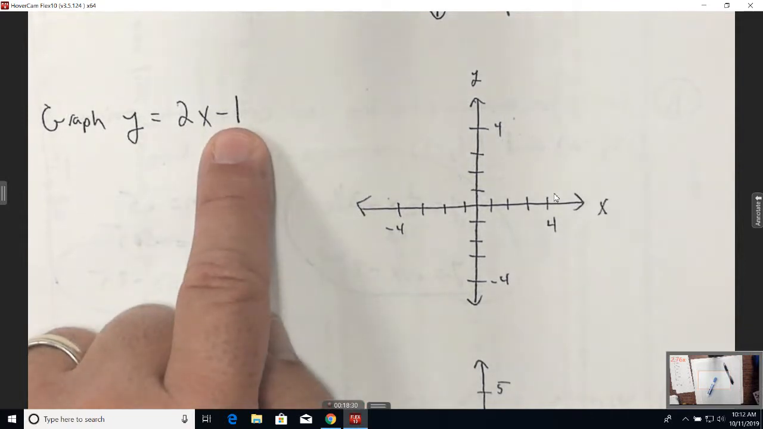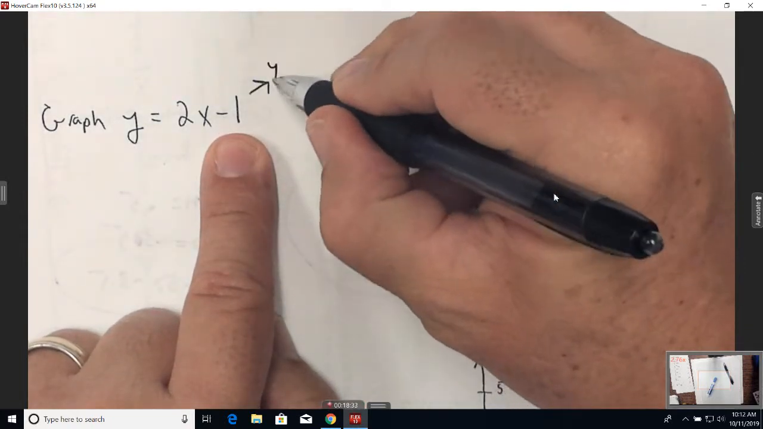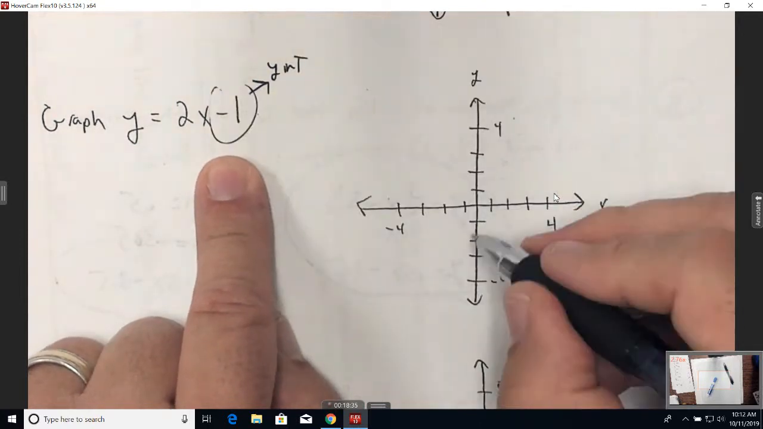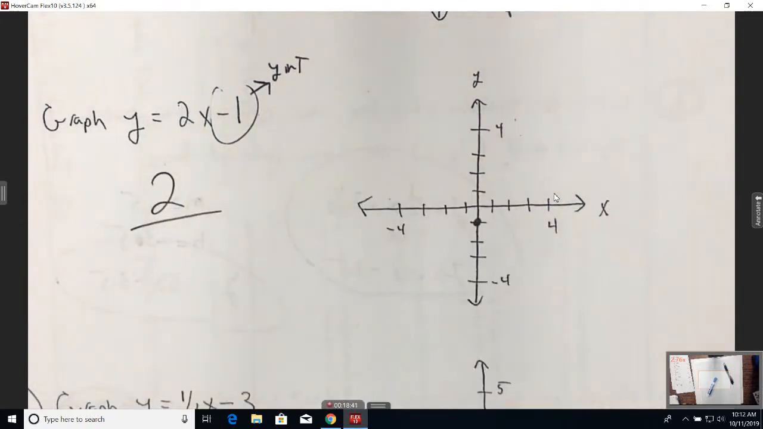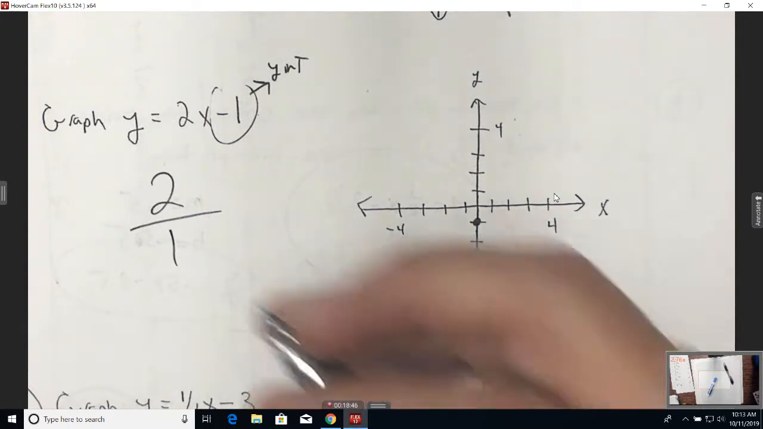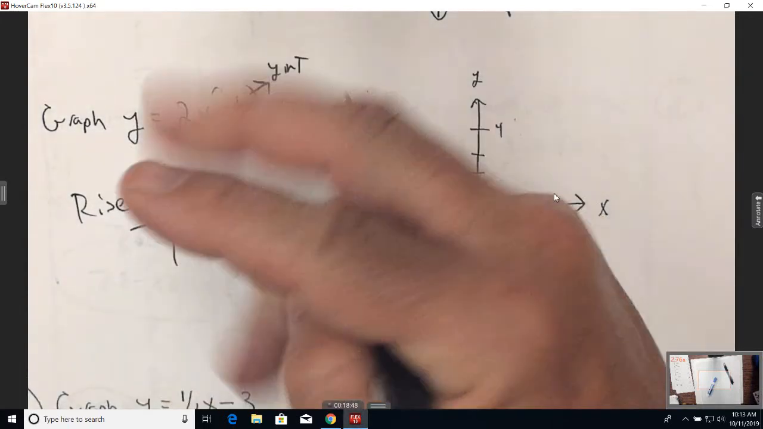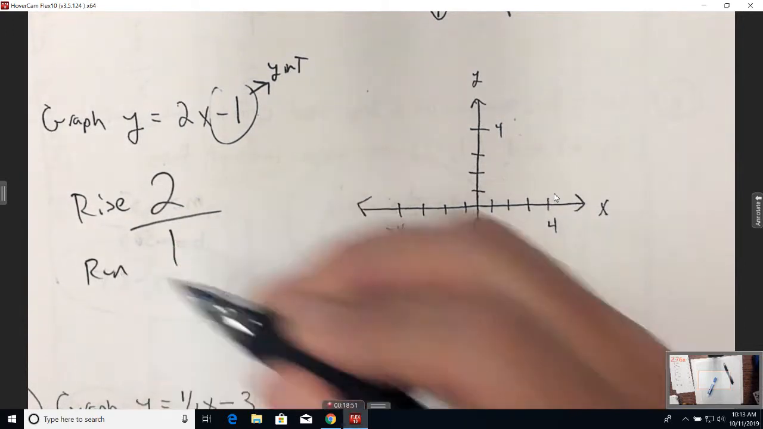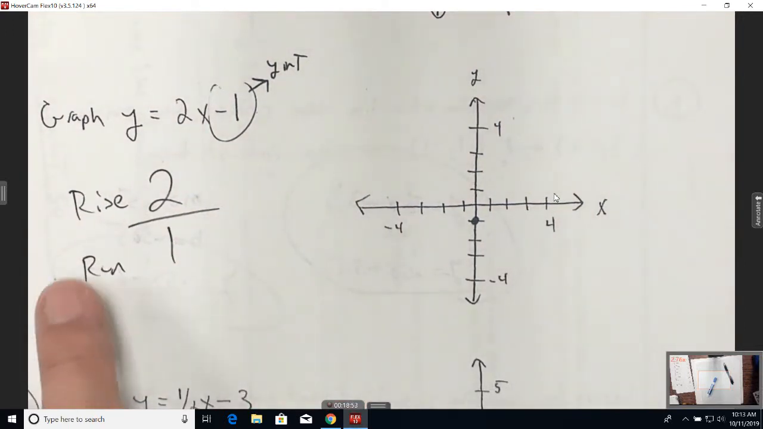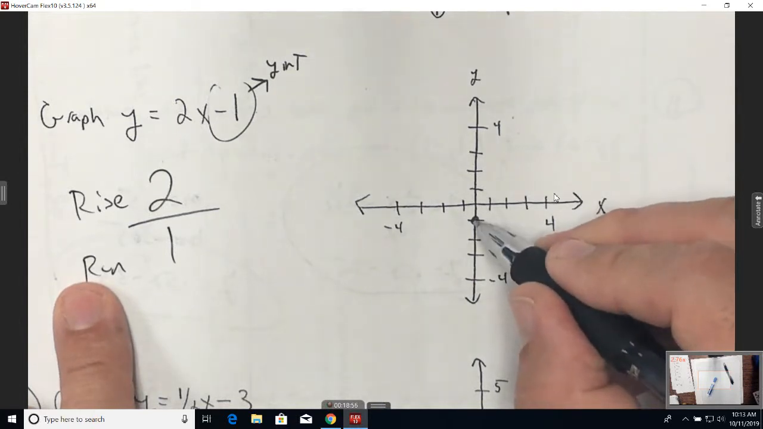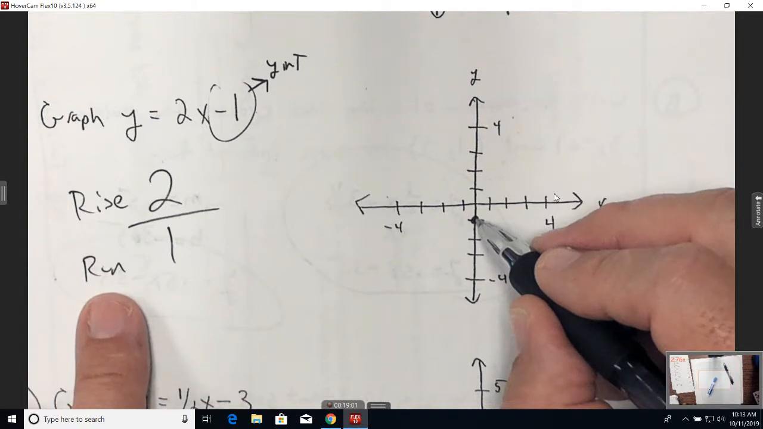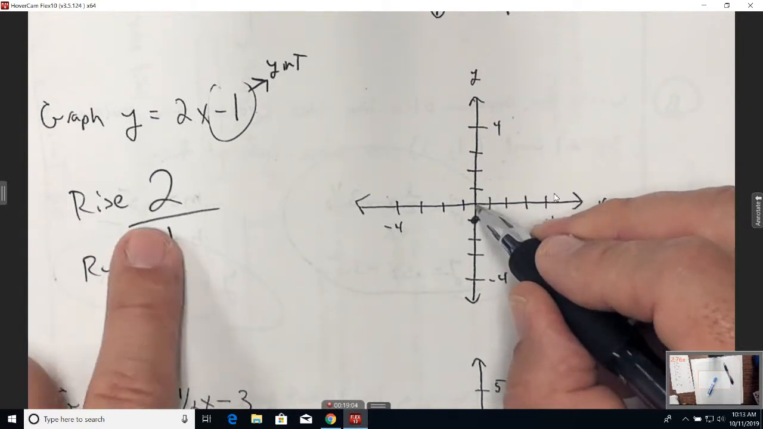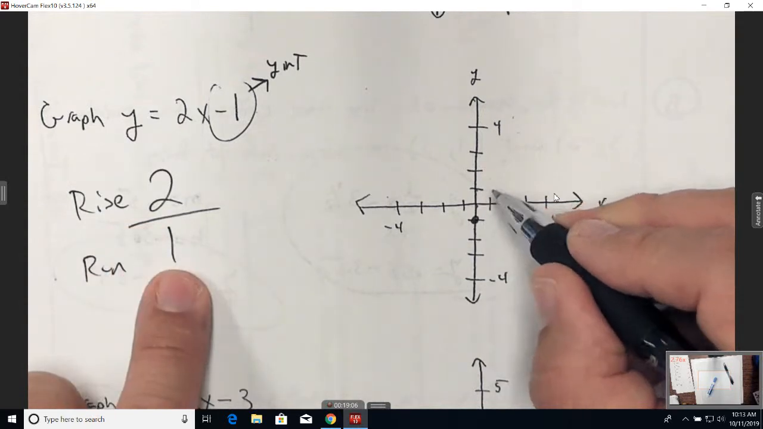Put a dot where? At the y-intercept, which is negative 1. Use the slope, which is 2, but that's the same thing as 2 over 1 to find other points. Now remember, slope is the vertical change, which is called rise, over the left to right change, or horizontal change, which is run. So from here, to find another point on the graph, what do I do? Rise up 2, because it's positive. Run to the right 1.